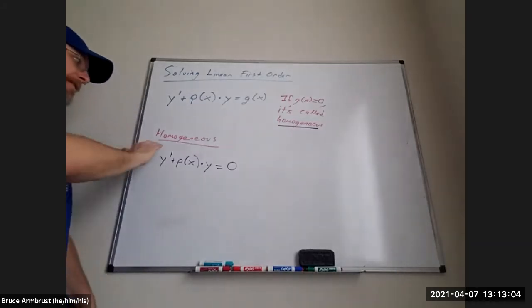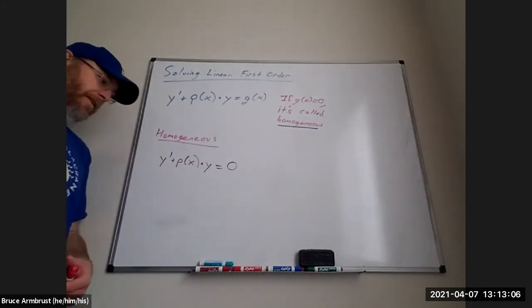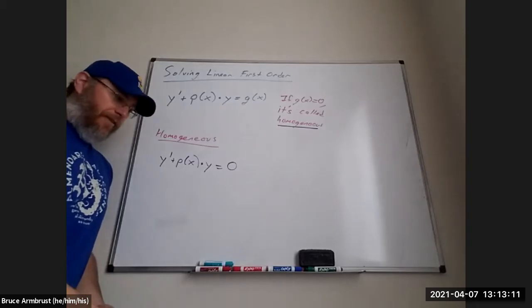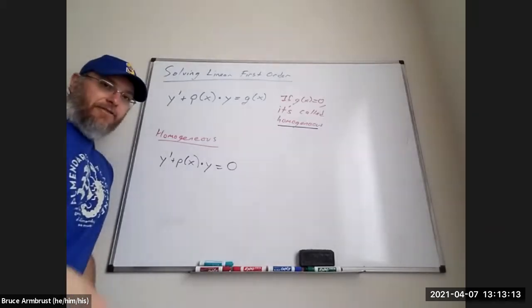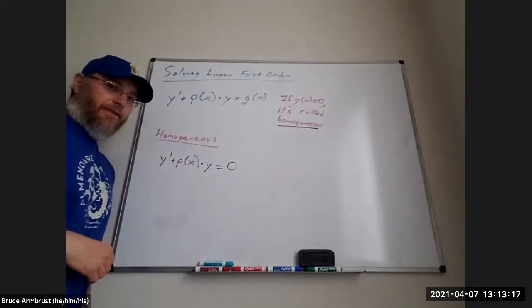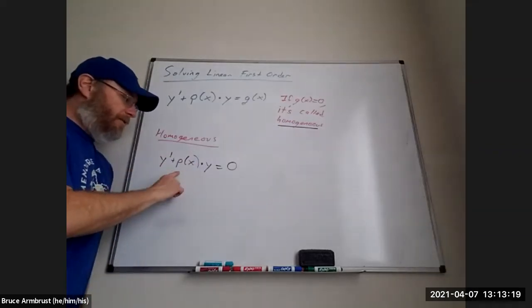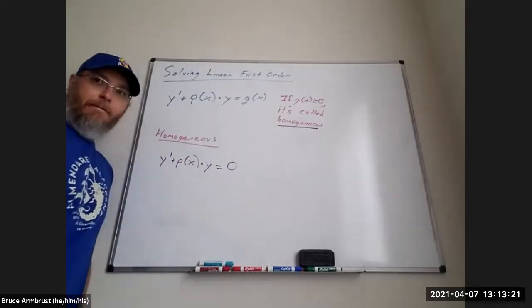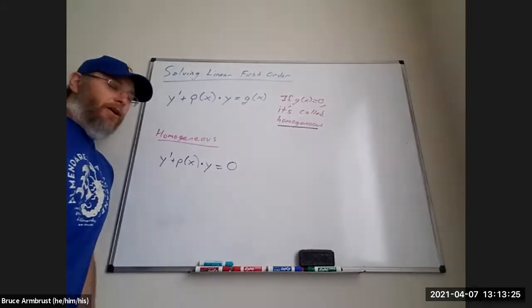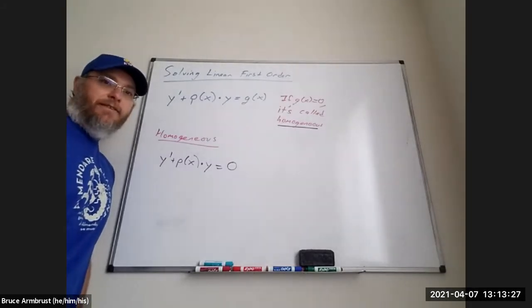All right, so here's homogeneous. Now, it turns out that the homogeneous always has the same kind of solution. There is a function that will satisfy any homogeneous differential equation, regardless what this p of x is. Does anybody see it? Anybody see a solution that will always work no matter what p of x is?